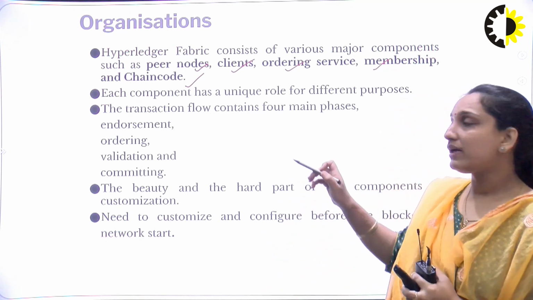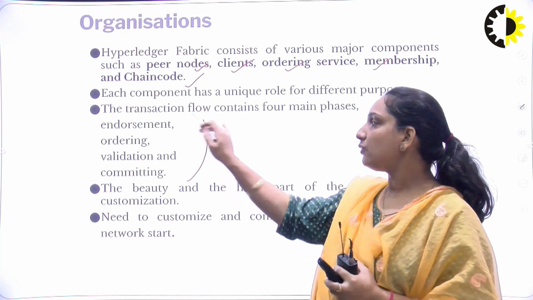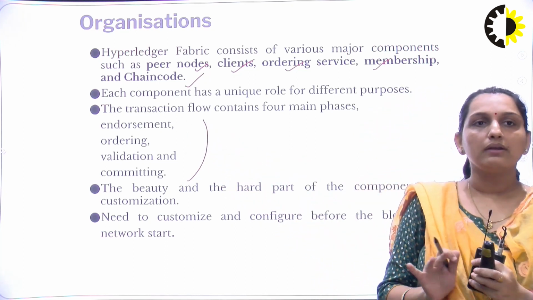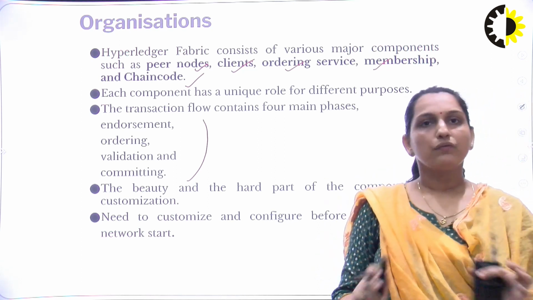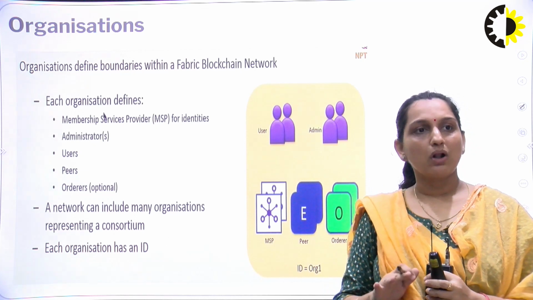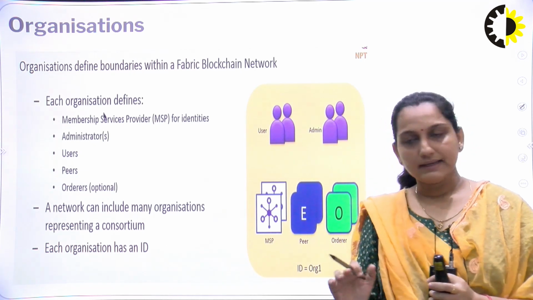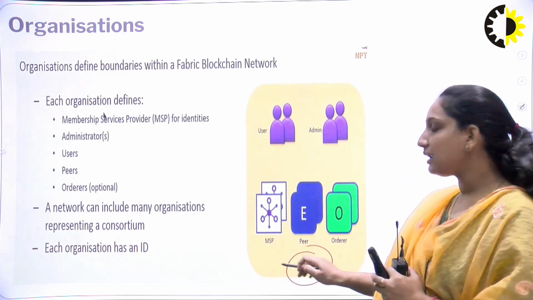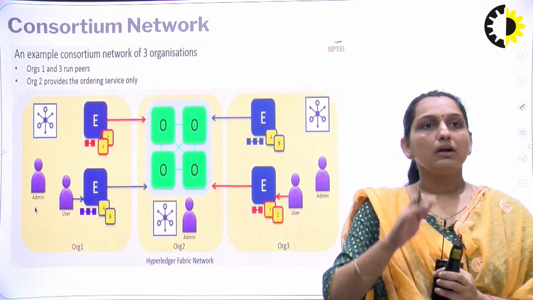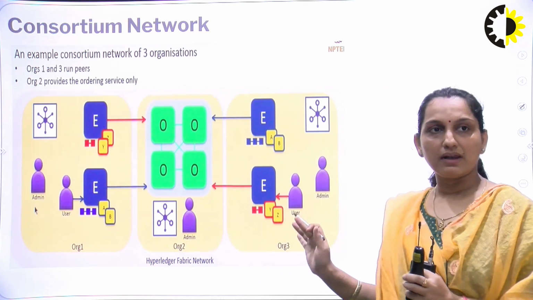So these are the phases: endorsement, ordering, validating, and committing, which make a well-formed organization. We have members, users, and all have an identity. The organization has an identity, the peer has an identity, everyone has an identity. So all of this is in Hyperledger Fabric.